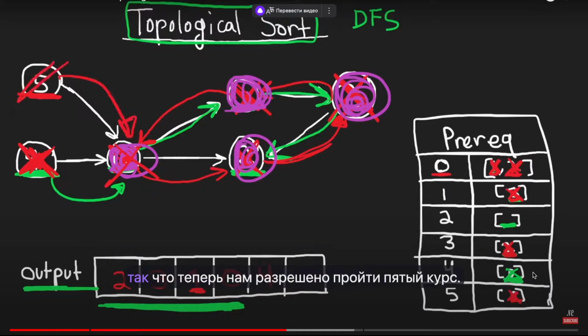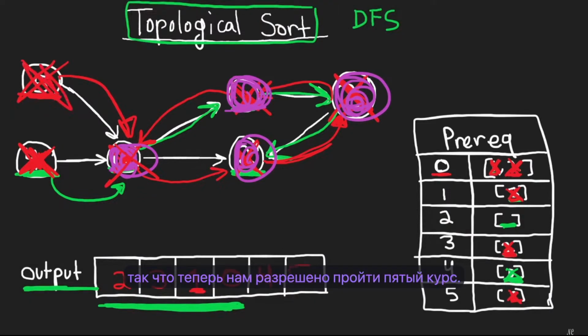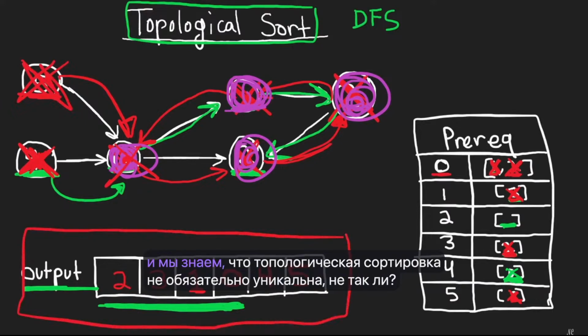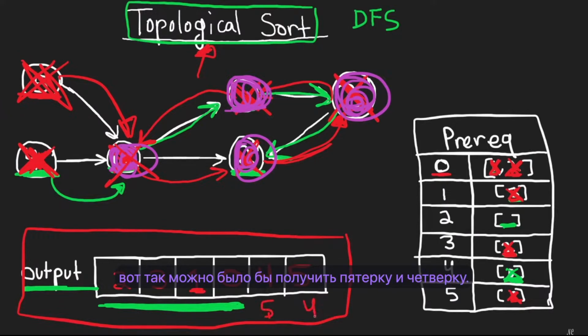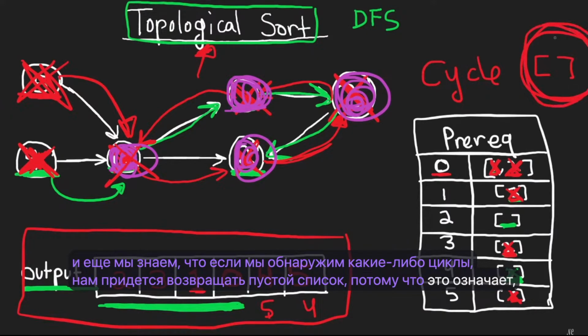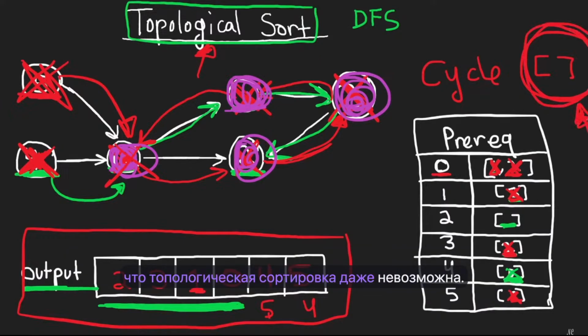We've already done that. So now we're allowed to take course 5. So this is the topological sort of this graph. And we know that the topological sort is not necessarily unique, right? Like this could have been a 5 and a 4. So it's not unique. And we also know that if we detect any cycles, we have to return an empty list because that means that a topological sort is not even possible.